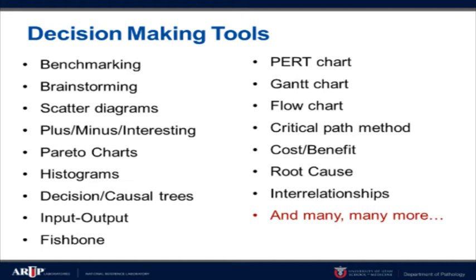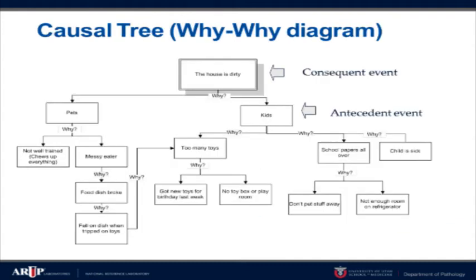All of these things here, if you've taken any statistics class or you've heard about any of this stuff, all of these are different ways that will help you make decisions. This is the why diagram. The house is dirty. Why? Well, it could be the kids or the pets, which is really interesting because usually it's the adults that mess the house up, but that's not part of this. So why is that? Well, too many toys. Well, why is that? They got new toys, so you go through that process.